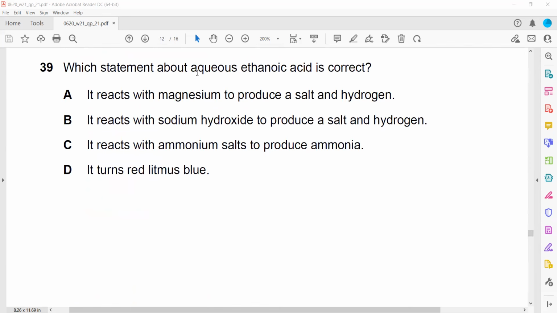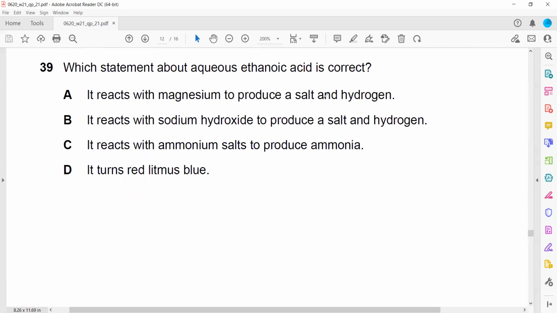In question 39, which statement about aqueous ethanoic acid is correct? Ethanoic acid is a weak acid, but it has all the characteristics of an acid, like it can react with metal oxide. The reaction rate will be slower, but it can react with all these substances. So which statement about aqueous ethanoic acid is correct?